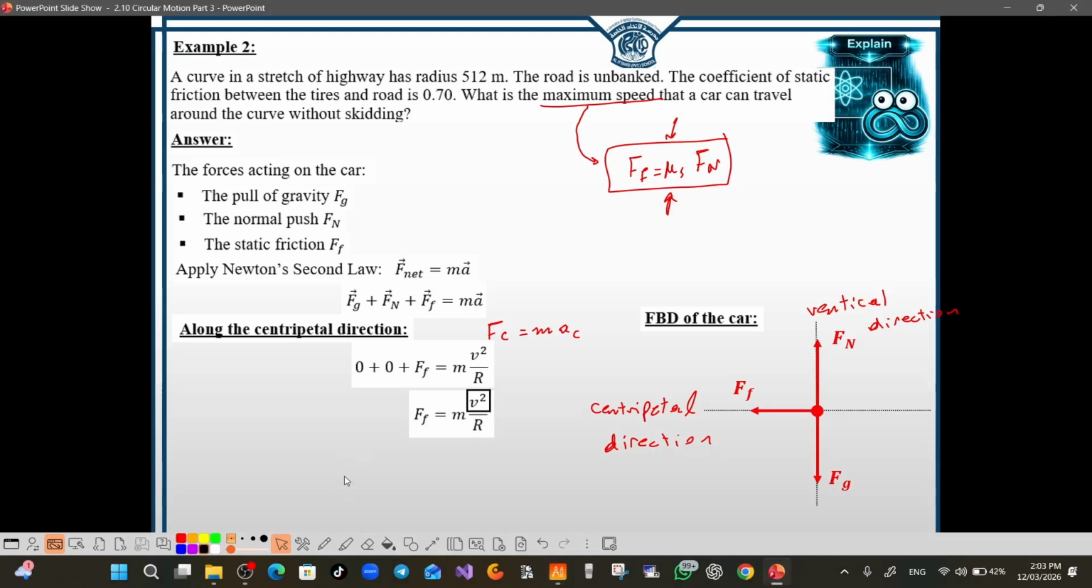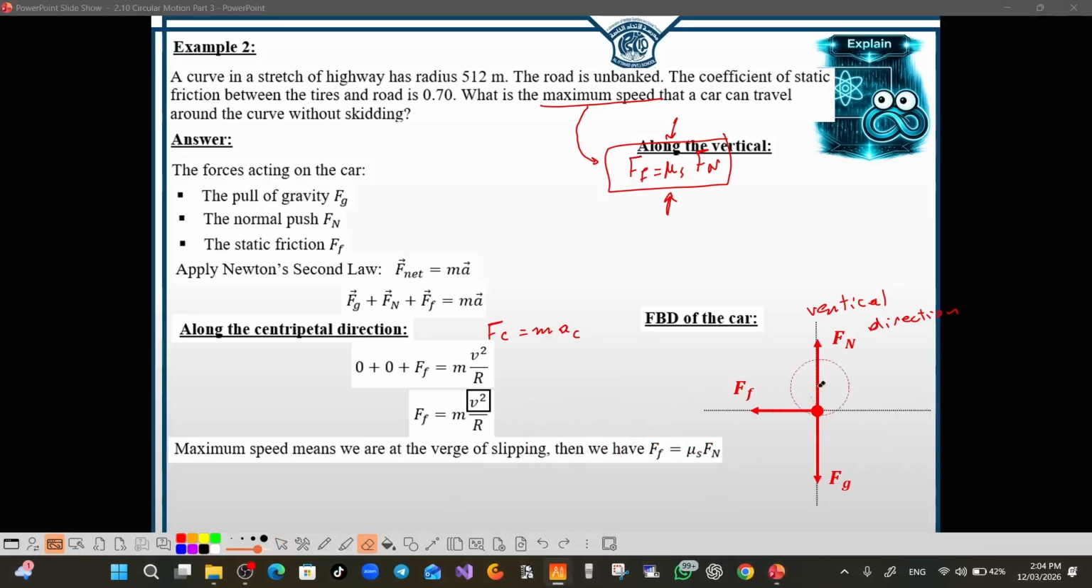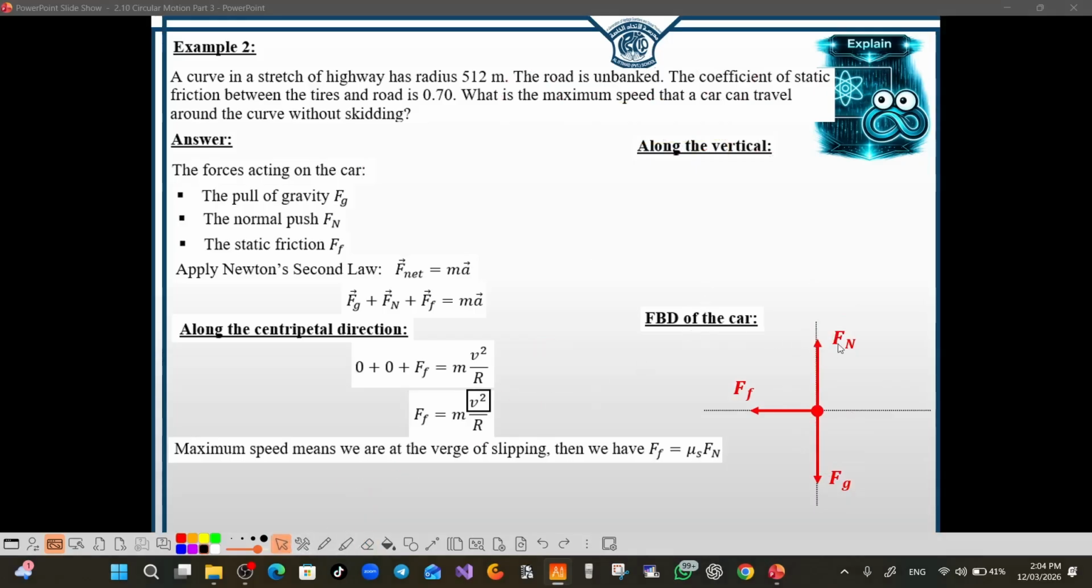Now, remember that we are looking for the maximum speed and the motion is at the verge of the motion, which means we can use directly Ff equals mu s Fn. Now, the thing is, the Fn is missing. We know the r, the mass, and the mu is given, but the Fn is not given, which means we will need to apply the projection along the vertical. Now, applying the projection along the vertical, Fn is equal to Fg, which means Fn in this case is equal to mg.